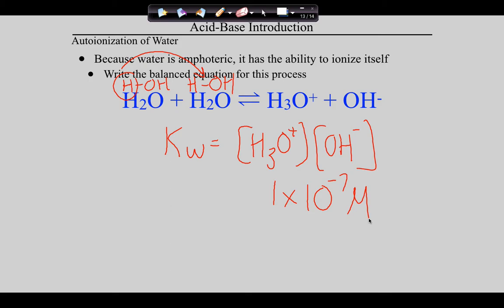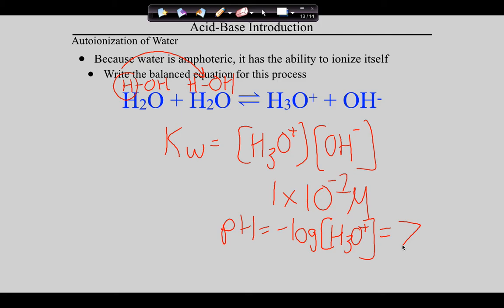You having the aha moment? Guys, what's the pH of water? 7. This is why. pH is the negative log of hydronium ion concentration, right? If you plug in 1 times 10 to the negative 7th into that equation, then guys, the answer is 7.